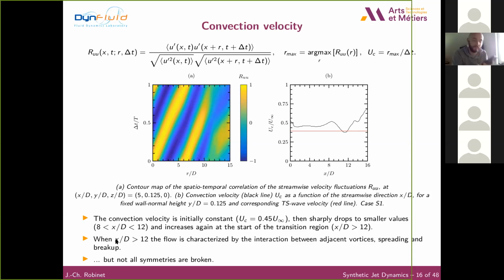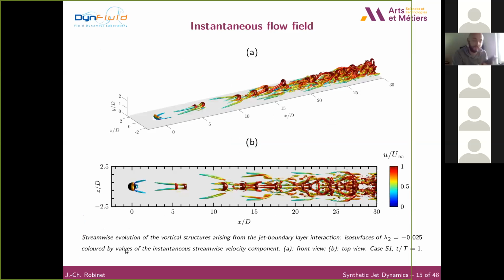Typically, in the far stream, the flow is characterized by the interaction between adjacent vortices, the spreading of the wake, and the breakup into small structures. But if you look at these pictures, the flow is complex, but it's symmetric, in fact. The symmetry of the flow is not broken. You'll remember this point, and we'll talk about it in the second part of the talk.